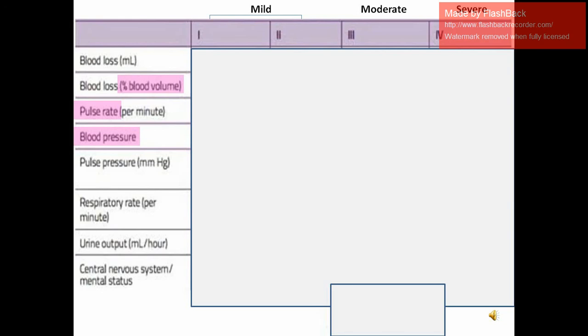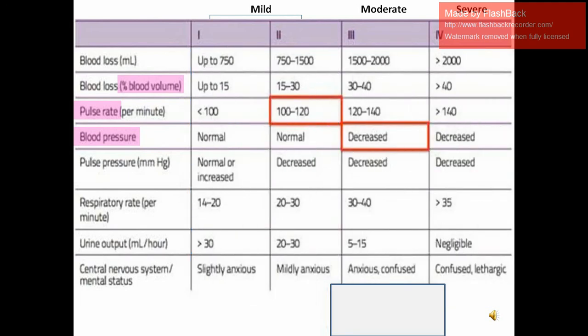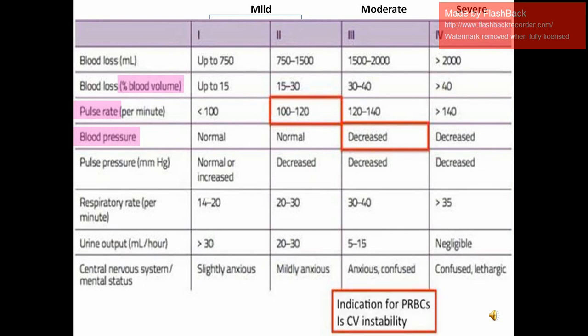There are four classes of shock: Class 1, 2, 3, and 4. A healthy person can endure a loss of 10 to 15% of total blood volume without serious medical difficulties. The pulse rate starts to increase in Class 2. Class 1 and 2 usually respond well to crystalloids. On the other hand, BP starts to decrease in Class 3. It is in this class that we usually initiate transfusion.